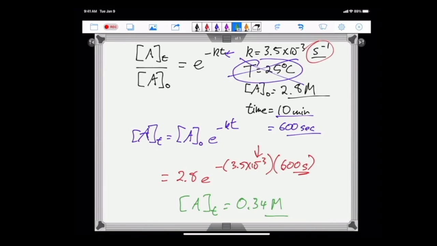Okay? How's that feel? Thumbs up? It's plug and chug, but know which pieces you need to have, which pieces you're given, and where they go into the equation. Okay, so look at this in terms of what we've talked about before, the magnitude of rate constants. What do you think about this? Is this fast?